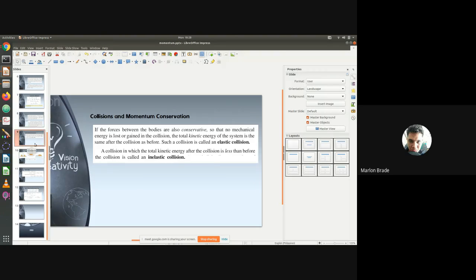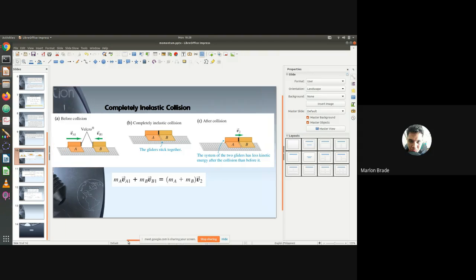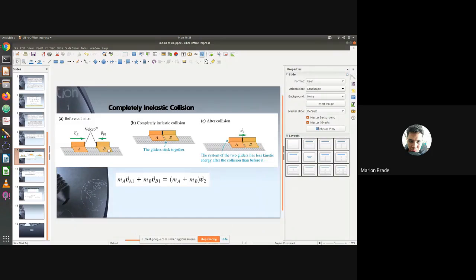A good example of an inelastic collision is this one. Before the collision, A is moving to the right and B is moving to the left. After a completely inelastic collision, they stick together and move along the positive x-axis. So when two objects stick together after colliding, that is an example of an inelastic collision.